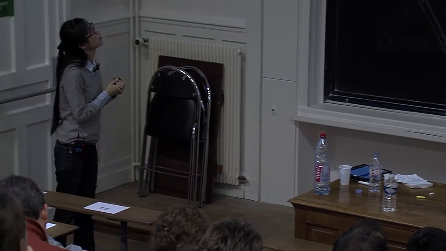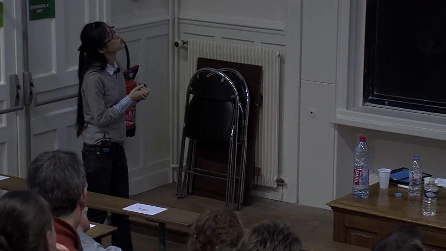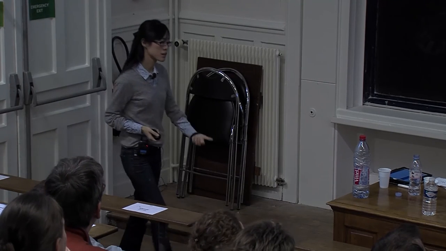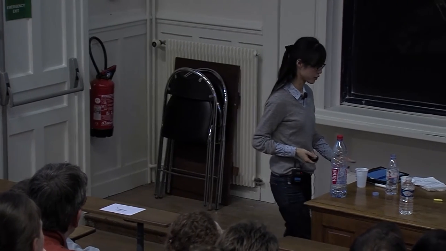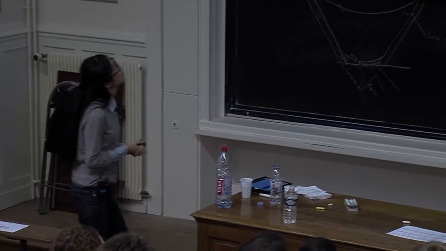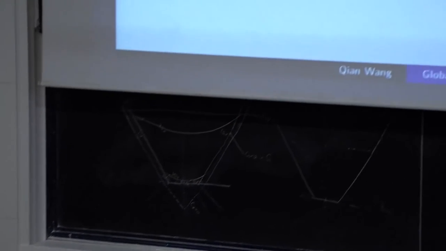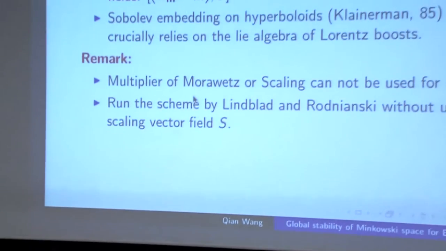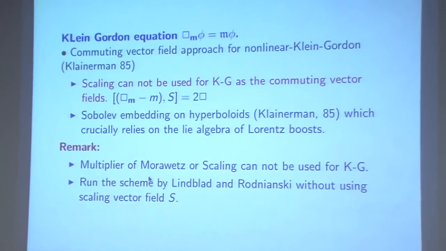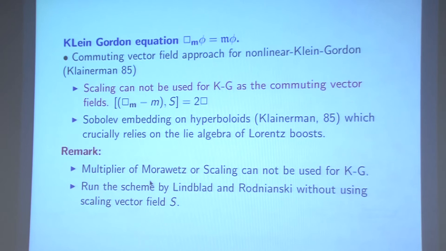Okay. So in this way, you don't use scaling vector field as a commuting vector field for Klein-Gordon equation, even for the linear one. And the second thing is, once one vector field is missing, if you do Klein-Sobolev, the right side heavily relies on having the full set of vector fields, then you just can't use it. So the good thing is, you can have a modification.